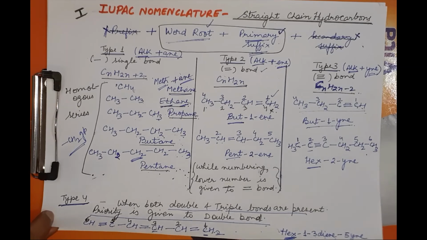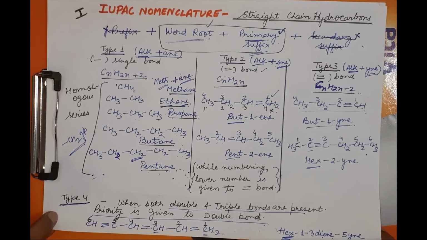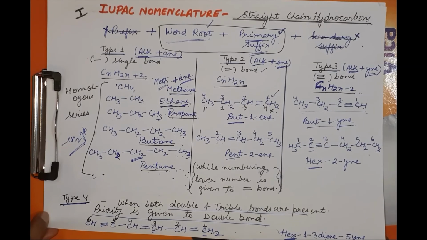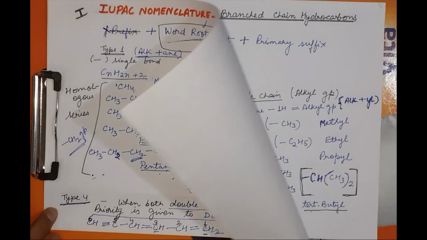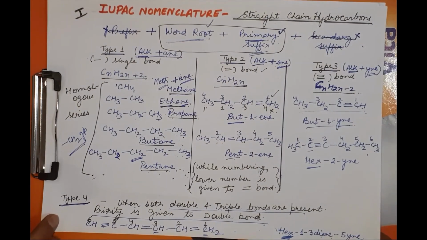So this is all I have covered for the IUPAC nomenclature for the straight chain hydrocarbons. In the next video, I will cover the next topic, the IUPAC nomenclature for branched chain hydrocarbons. So thank you so much.